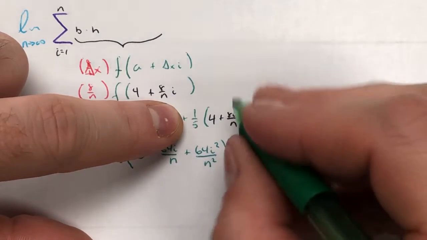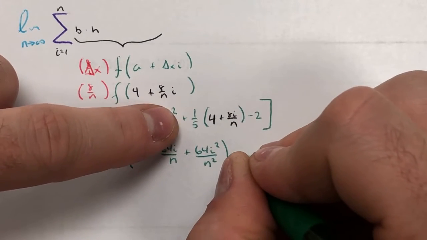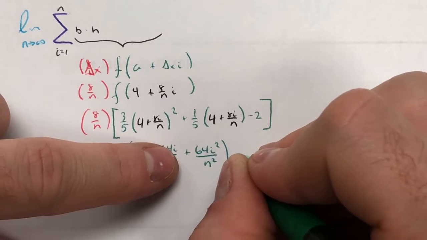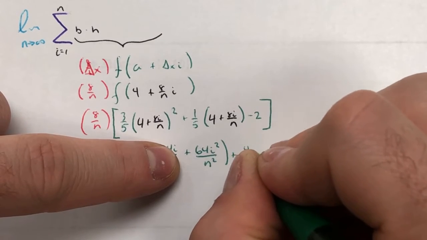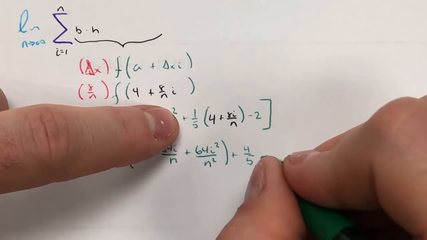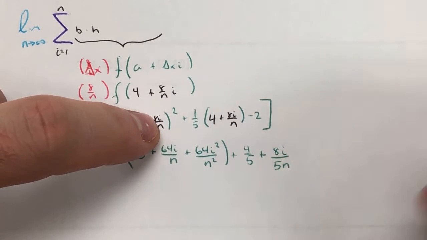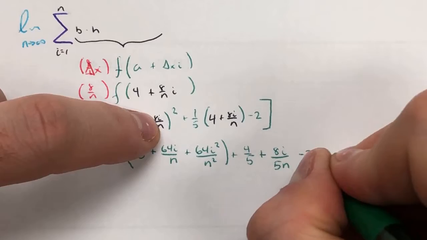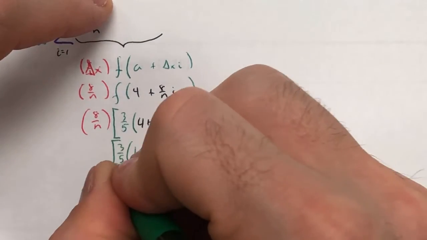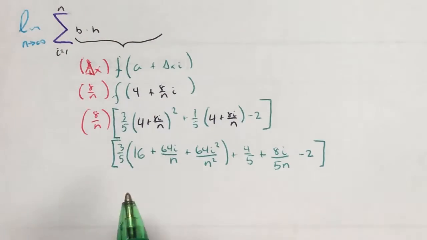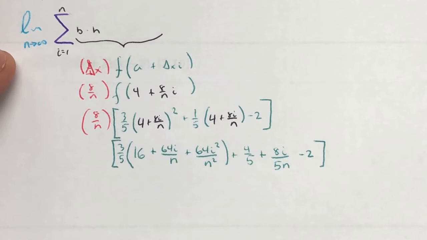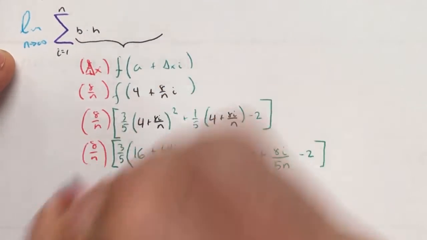Should be my 1/5 into that. And I get plus 1/5, yes. Plus 4/5 plus 8i over 5n minus 2. So the process is looking a little different. It is a little bit longer, so I'm assuming it's going to take a few more steps to simplify this, but the process is no more difficult than what it was before.